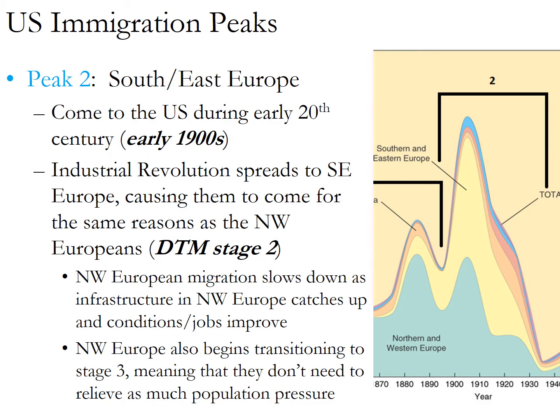So then, still focused on Europe, we get to the second peak in the US immigration peaks. And this happens in the early 1900s. Essentially, the Industrial Revolution now spreads to Southeast Europe. They go into stage 2 of the demographic transition. They go through the population explosion. They go through the lack of jobs, the same exact thing.